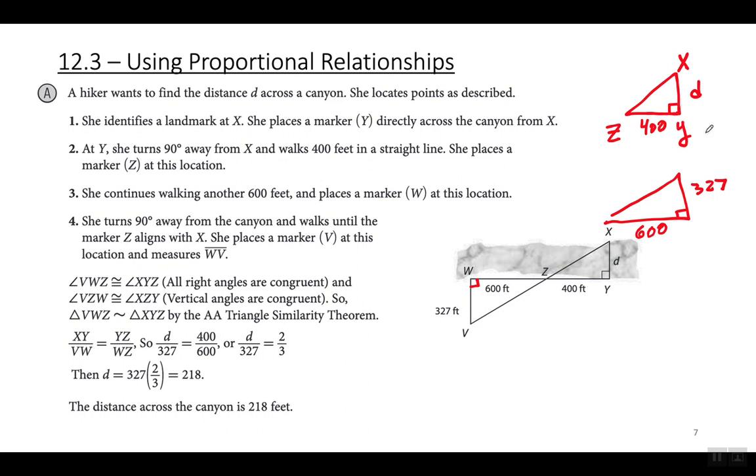Let's do D over 327 equals 400 over 600. D over 327 equals 400 over 600. Let me just repeat that in Spanish real quick.